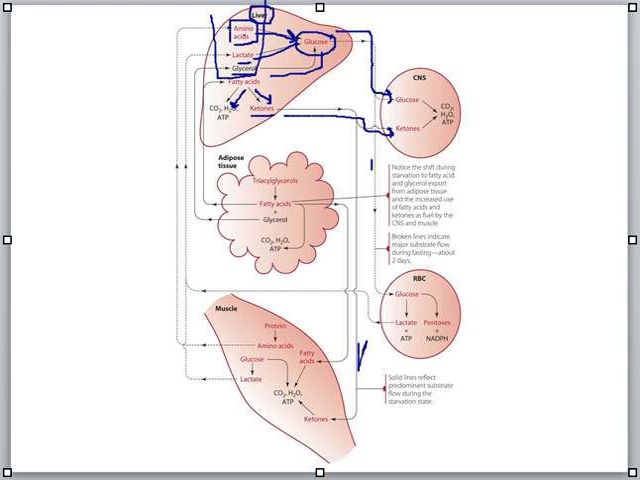Of course, adipose tissue, when we are in a fasting state, is going to break down some of these triacylglycerols into fatty acids and glycerol. Those feed up into the liver, which can then use them to convert them either to ketone bodies or to glucose. And again, ATP can be produced by the fatty acid breakdown.